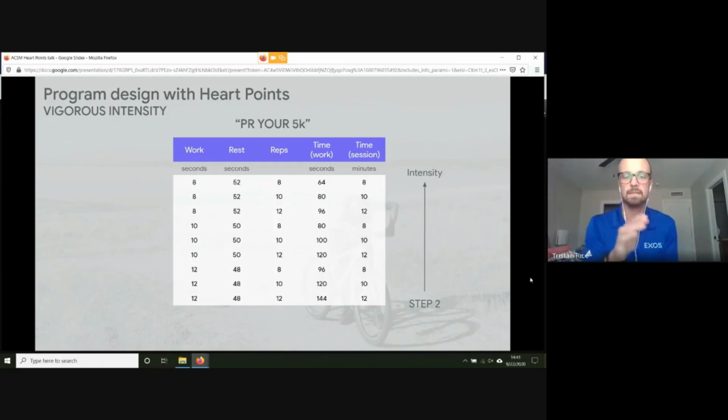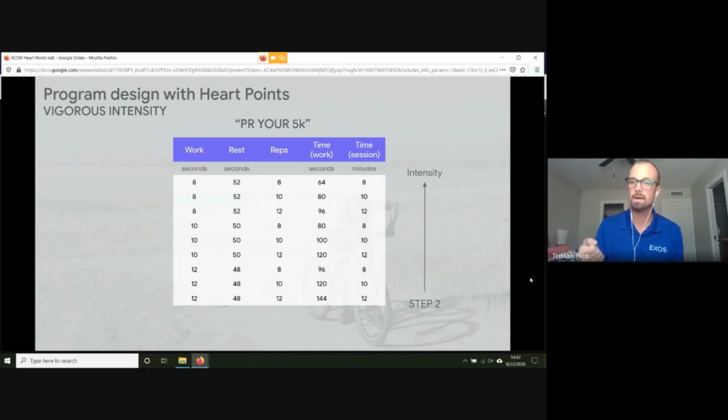As we go from 12 seconds of work, 48 seconds of rest, that is a 1 to 4 work to rest ratio, right? Now we can go 8 seconds of work, 52 seconds of rest, right? That is a 1 to, what would that be? 6.5 work to rest ratio, right? And so now we have much more time to rest, 8 seconds on, 52 seconds off, than we did before, 12 seconds on, 48 seconds off.